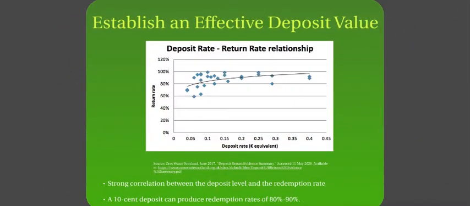First, you have to establish an effective deposit value. Generally speaking, the higher the deposit value, the higher the return rate. This figure from a recent report by Zero Waste Scotland shows the relationship between redemption rates and the deposit value. A 10-cent deposit can produce redemption rates of 80 to 90%.